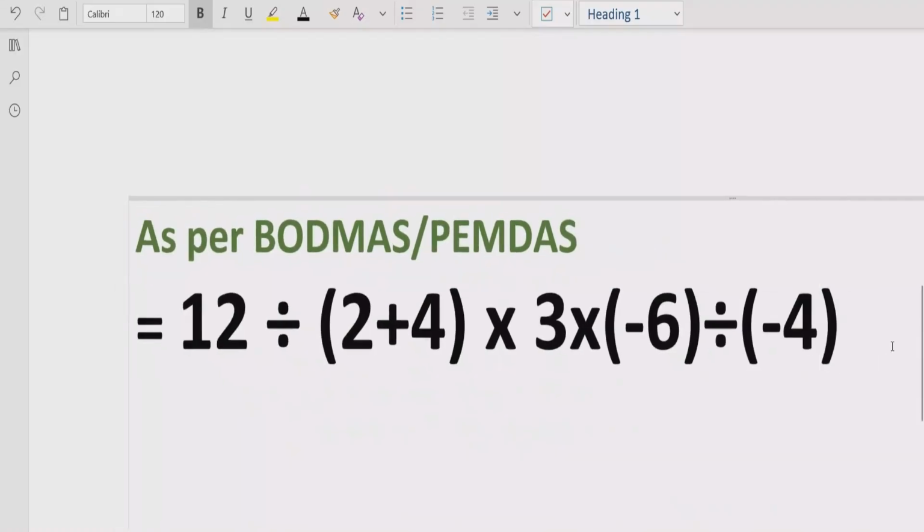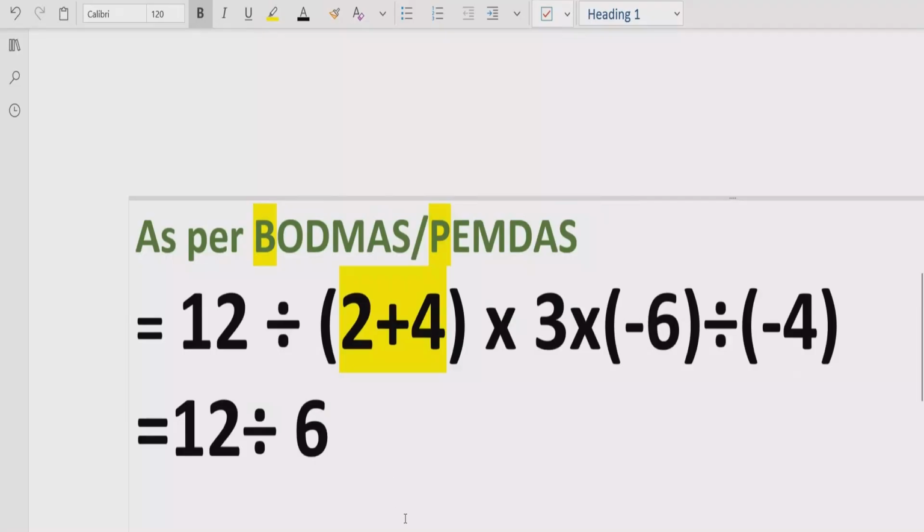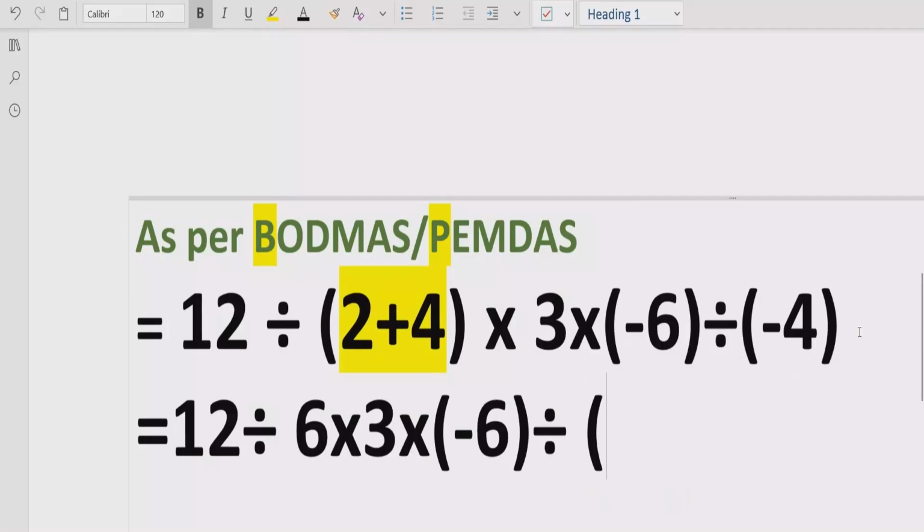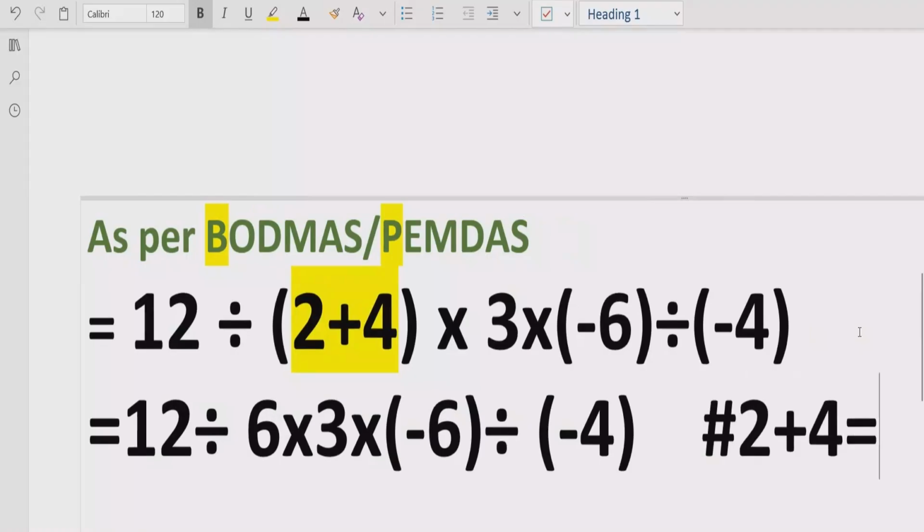According to the BODMAS and PEMDAS rule, first of all, we have to solve the bracket. So here we have one bracket, this one, which is 2 plus 4. So first of all, we have to solve this bracket. Here we have bracket and parenthesis. So we will highlight this one, and 2 plus 4 becomes 6. Multiply by 3, multiply by minus 6, we will write here as it is, and divided by minus 6, we can write as it is. And here we have to give the reference like 2 plus 4 equals 6.